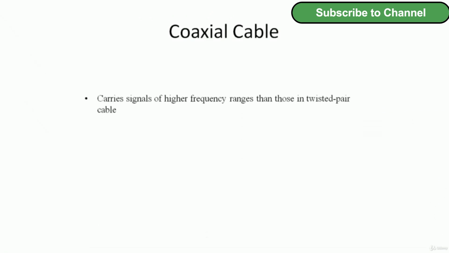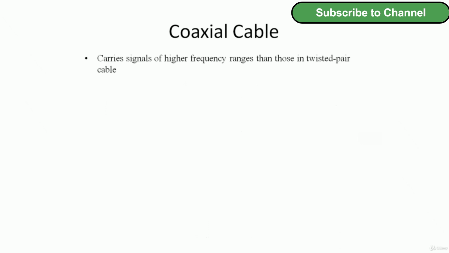Then the next invention is the coaxial cable. So the disadvantages of these UTP and STP are eliminated here by this coaxial cable. It carries signals of higher frequency ranges than those in the twisted pair. As we have seen in the performance of the twisted pair cable, as the frequency increases, the attenuation increases. So the remedy for that, the next invention, is the coaxial cable. It carries signals of higher frequency ranges than those in the twisted pair cable.